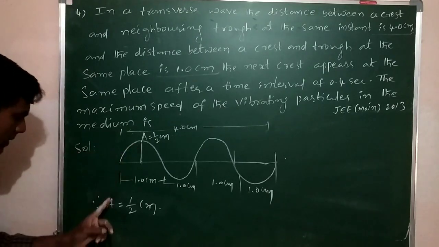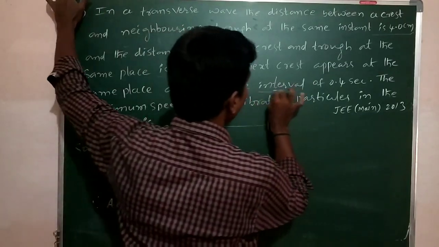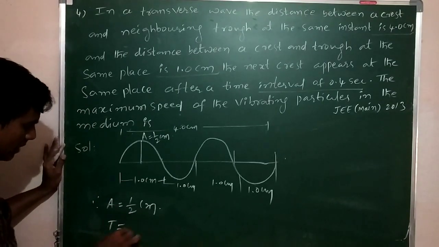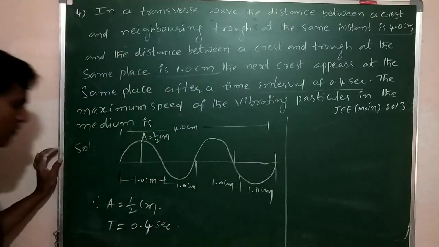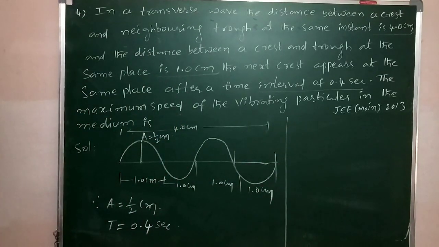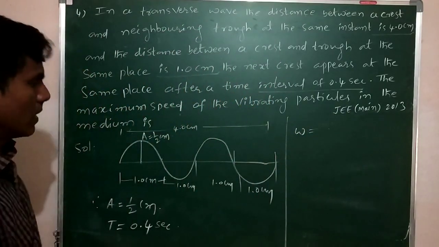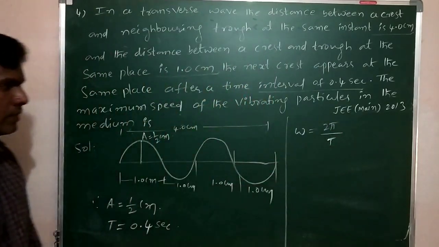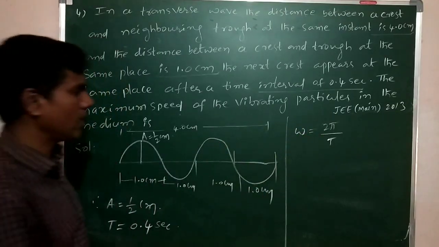Okay, so the amplitude A is equal to half centimeters here, and the time interval of 0.4 seconds is given, that is T equals 0.4 seconds. And what is its angular velocity? Omega is equal to 2 pi by T. Angular velocity of this transverse wave, omega is equal to 2 pi by T.